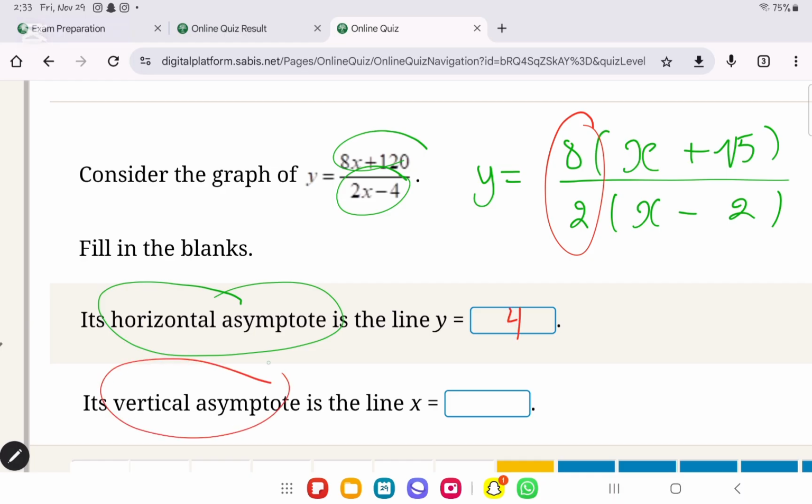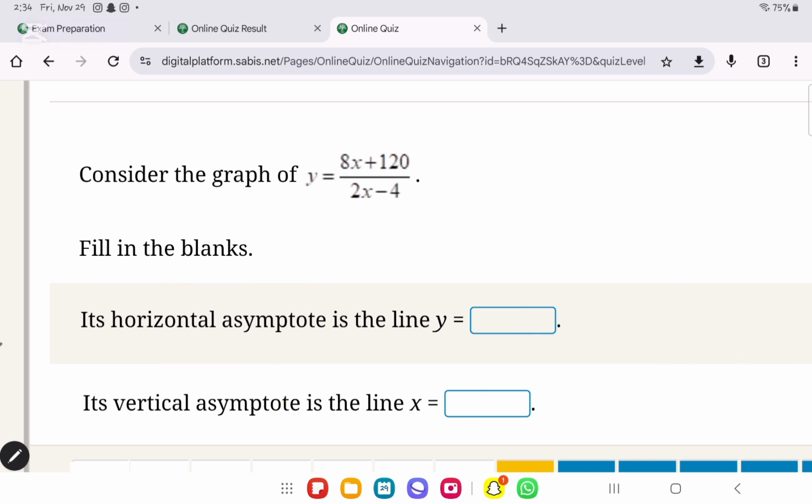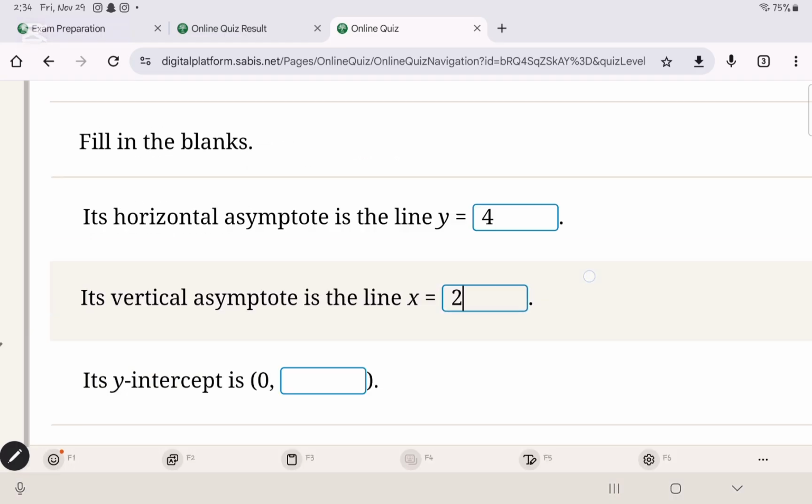Vertical asymptote, as we said, we are going to solve the denominator. So we're going to take x minus 2 equals 0, so x is equal to 2. Like this, we found the horizontal asymptote, which is 4, and the vertical asymptote, which is 2. Okay, so 4 and 2.